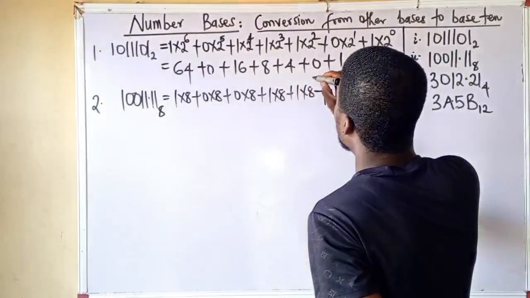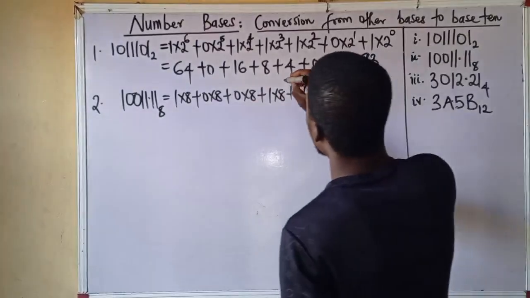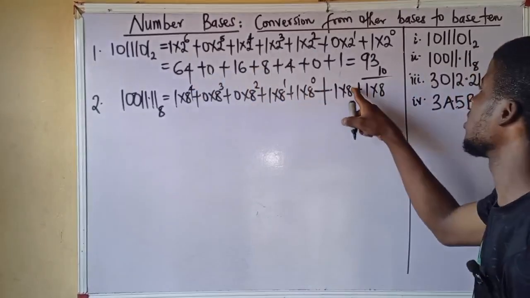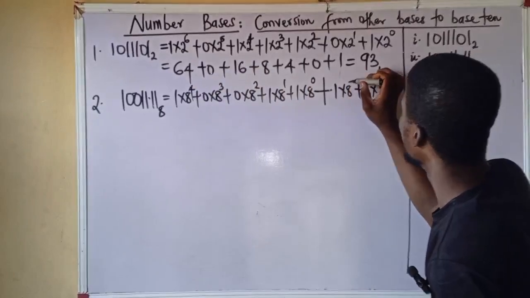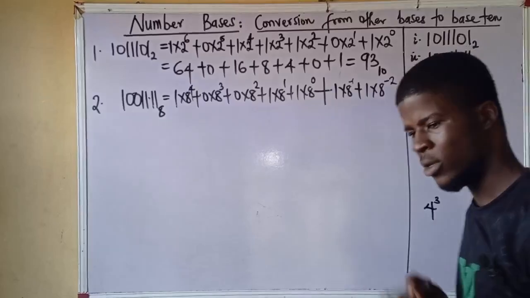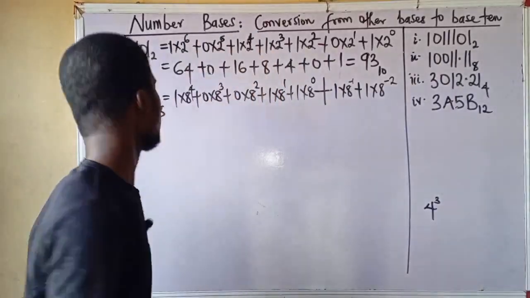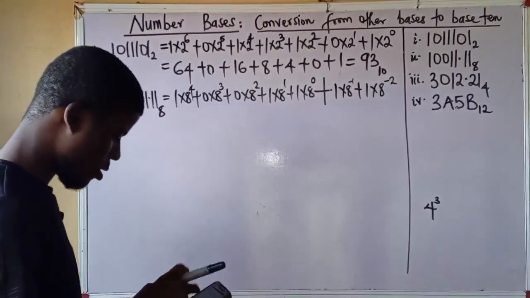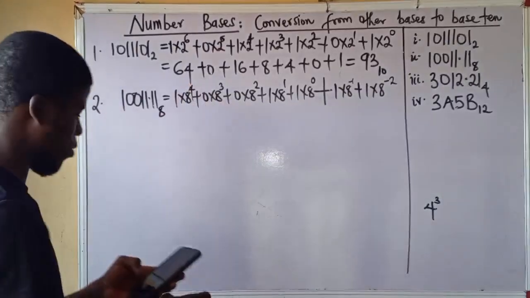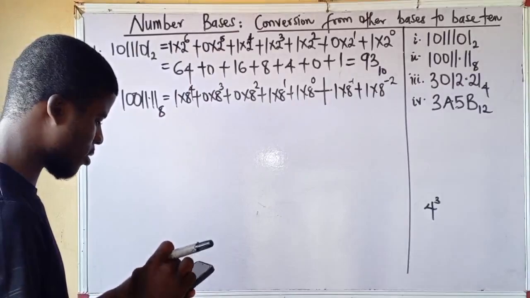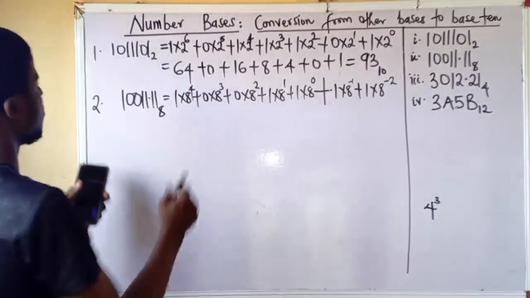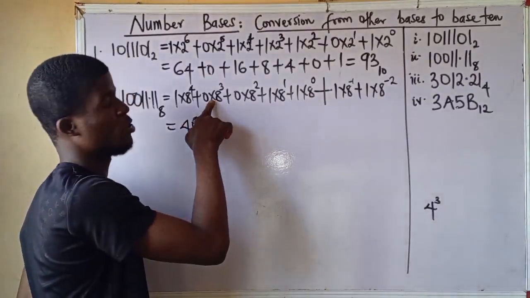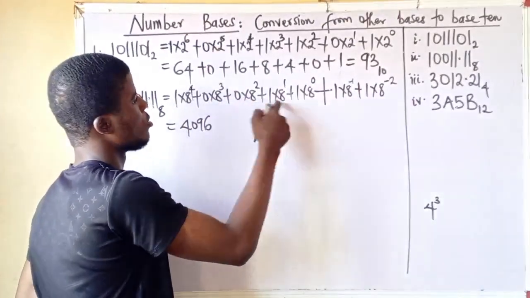I will assign powers from here 0, 1, 2, 3, 4. Then we will have the decimal part, it becomes minus 1, minus 1, minus 2. You get the point now? That's all. So what is 8 to the power of 4? Let me calculate this. This is 1 times 8 to the power of 4, which will be 8 times 8 times 8 times 8, 4096. This is 0 because 0 times anything is 0. 0 also.